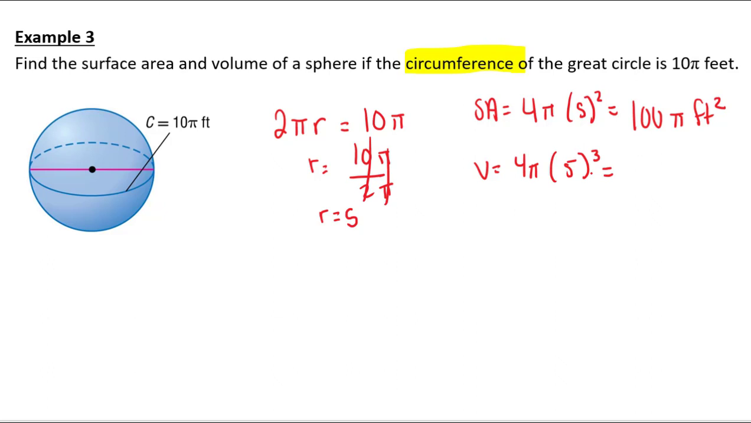So volume over 3. I don't know why I have this so wrong in my notes. Sorry. Okay, not going to be distracted anymore. 500 over 3 pi feet cubed. Okay.